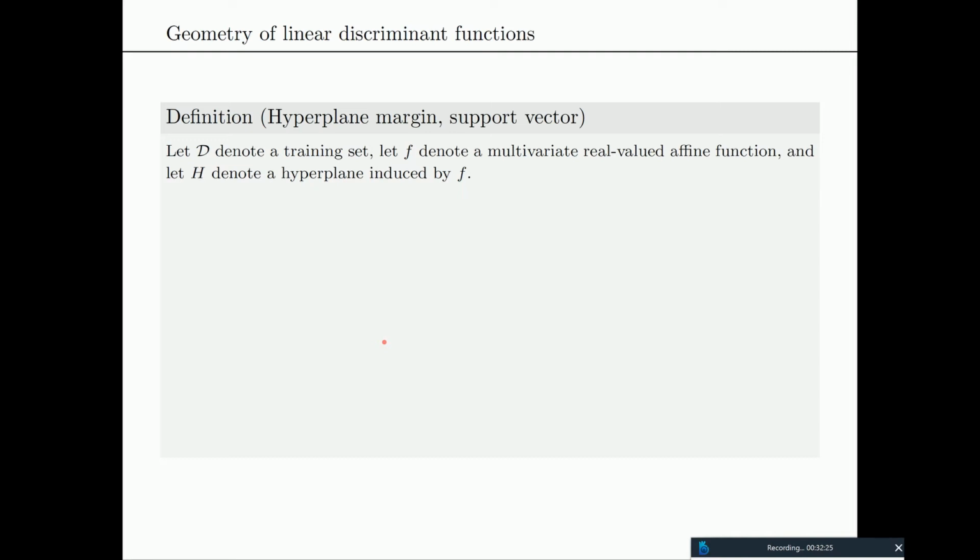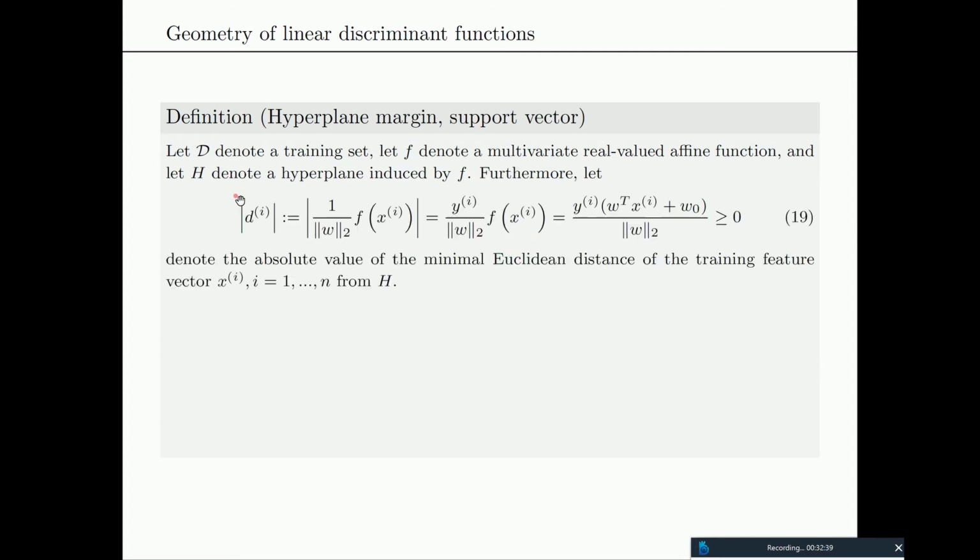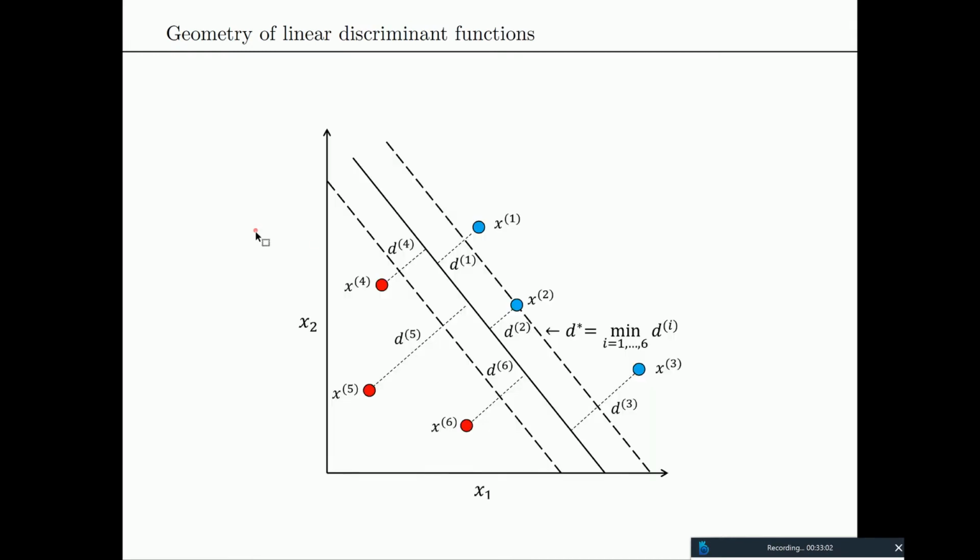So we assume that we have a training set, and we assume that there's our function f that takes the form f of x is w^T x plus w0. And we assume that there's this hyperplane induced by f. Then we do one more thing, namely we let the absolute value of d_i denote the minimal Euclidean distance of the training feature vector x_i. So what we are actually doing here is that to each training data feature vector, we define its distance from the hyperplane. That's the only thing.